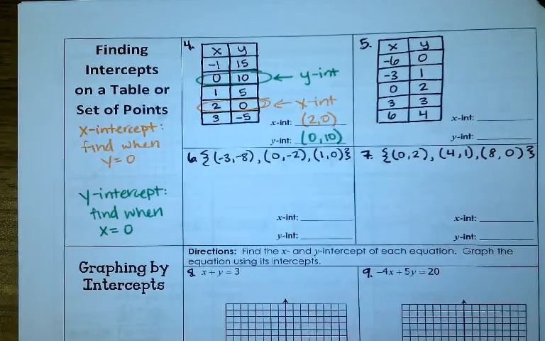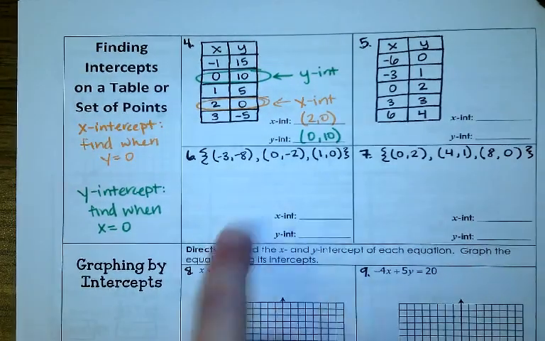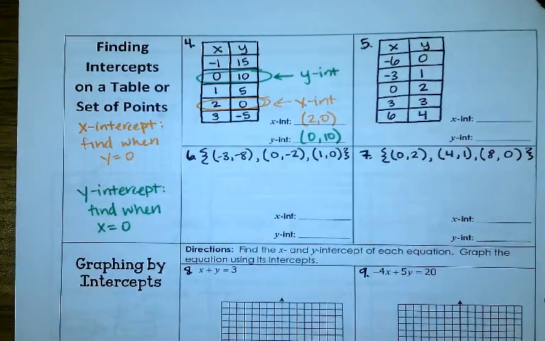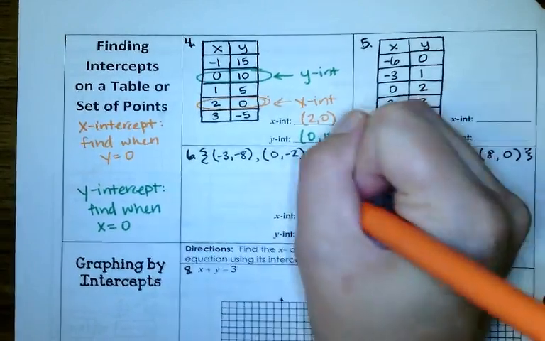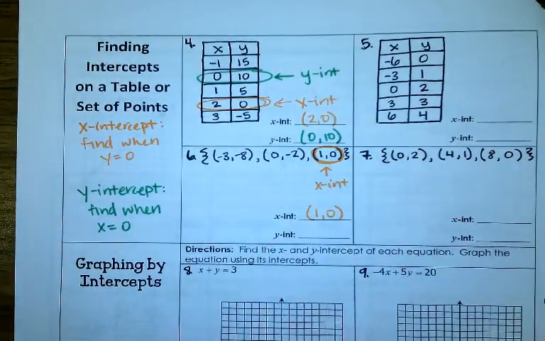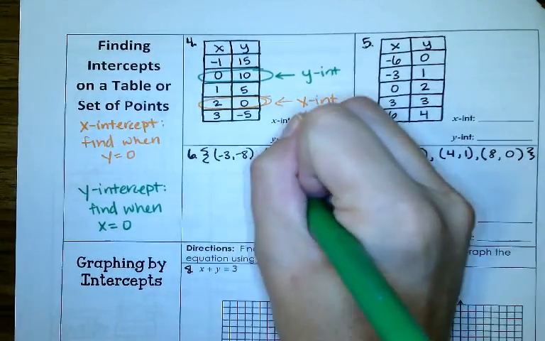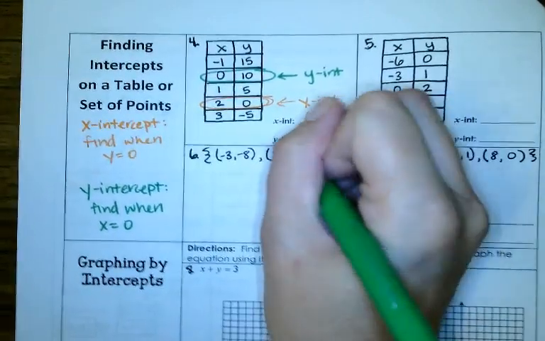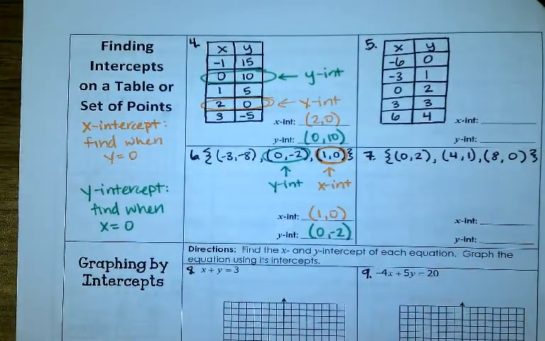Okay? So the same is going to be true for our set of points here. Your x-intercept is when y is equal to 0. So this guy right here would be your x-intercept. And this guy right here, 0, negative 2, would be your y-intercept. So what I want you guys to do is go ahead and do your x and your y-intercepts for numbers 5 and 7. If you guys want to circle them, you can.